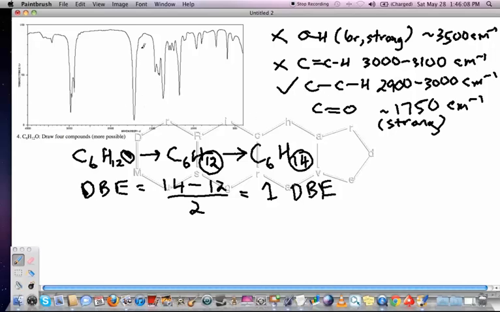And then we're looking for a peak around 1750. What do you know, we've got one. That would be our C double bond O. So there is our double bond equivalent accounted for right there as being part of a C double bond O. So we know now there's no rings in the compound because the double bond equivalent is already accounted for. Alright, so now we can come up with some structures.